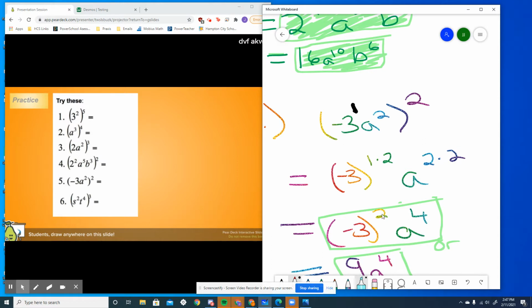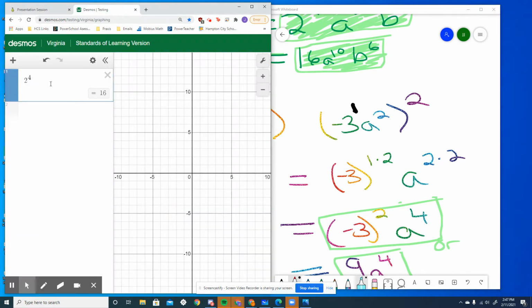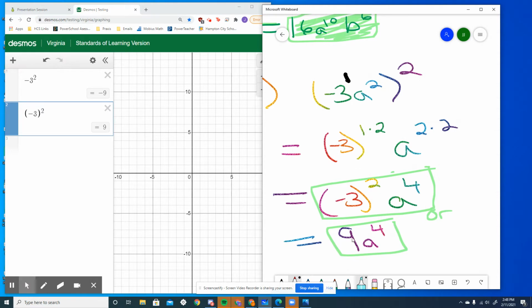Like I said, sometimes they want you to take it even a step further. Well, if I put this in my calculator just as negative 3 to the power of 2, I'll get negative 9. But if I put it in parentheses, negative 3 to the power of 2, I get a positive 9. These are in parentheses, and this is to the power of 2. So it's important that you put those parentheses around it, because I'm letting you know that I'm saying negative 3 times negative 3. It's going to give me a positive 9, a to the 4th power.